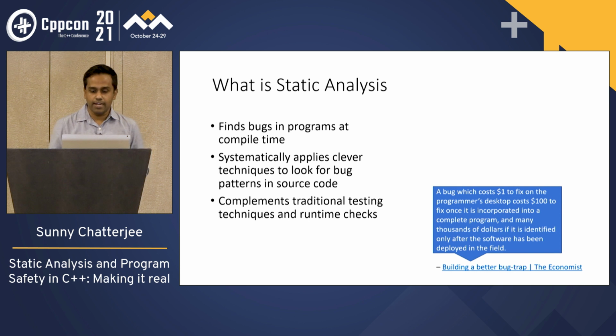And I wanted to have this on my slide. This is an article that came out in The Economist maybe a decade back. It's called Building a Better Bug Trap, and it's still relevant to this day. Basically, it says a bug which costs a few dollars to fix on the programmer's desktop costs several hundred to fix once it has made it into a program, and many thousands if it's only identified after the software has been deployed in the field. And there are many zeros in that 1,000 if it's a security vulnerability.